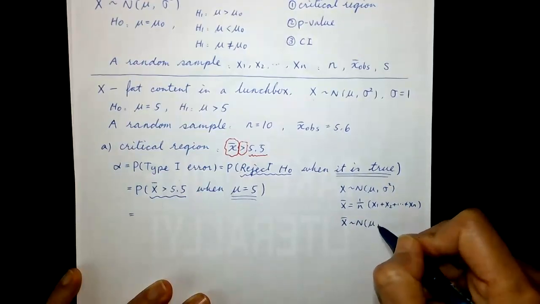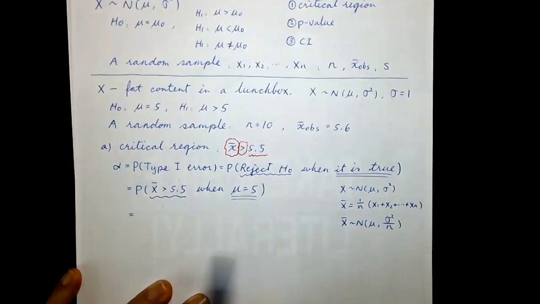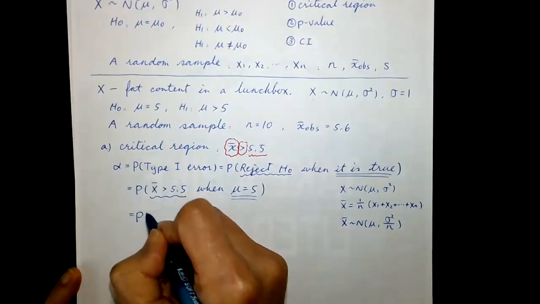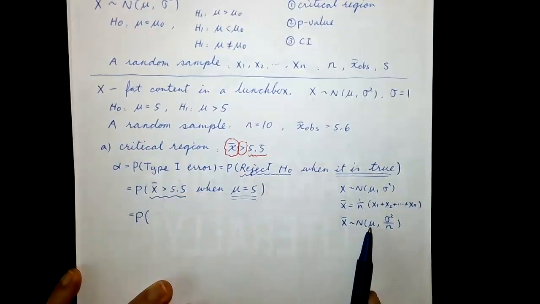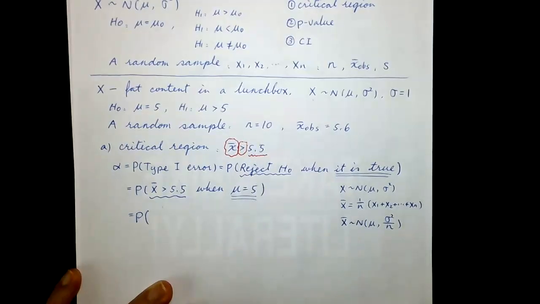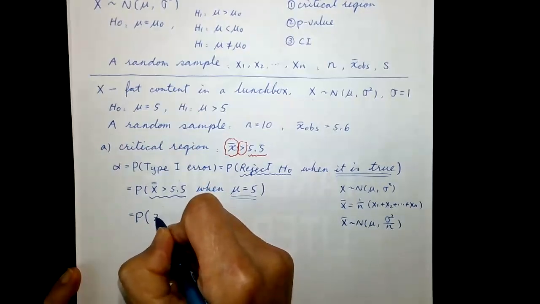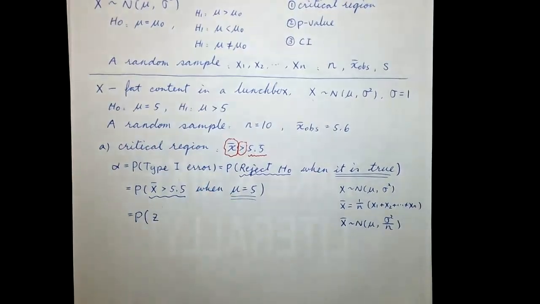The mean of x bar, the variance of x bar. So x bar has that normal distribution with this and that. We don't know mu, but we are given sigma, and we know n. Right? N is the 10 large boxes. Now it's time to standardize x bar to z. Okay, I show you. Standardization.